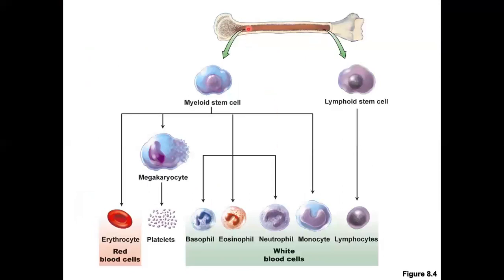Right, here's red bone marrow, and in the red bone marrow, you have these stem cells. Now, these are adult stem cells. Adult stem cells are different than embryonic stem cells. Adult stem cells are undifferentiated in the fact that they're going to differentiate and become all these different cells, but they are still differentiated somewhat, meaning that they're not completely undifferentiated. So one is a myeloid and one is a lymphoid stem cell.